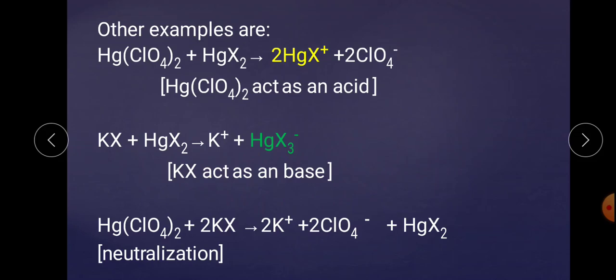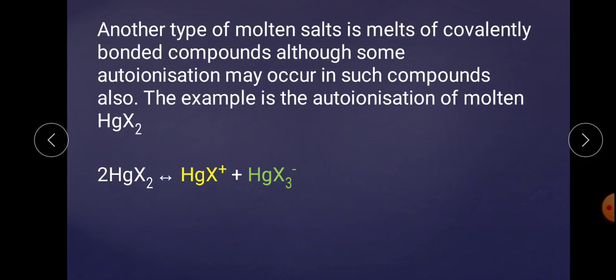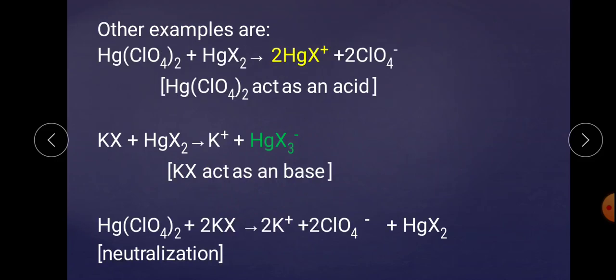Thus, any substance which increases the concentration of HgX positive behaves as an acid, and any substance which increases the concentration of HgX3 negative behaves as a base. Let's check out another example. When Hg(ClO4)2 reacts in presence of HgX2, there is a formation of 2 molecules of HgX positive with 2 molecules of ClO4 negative.